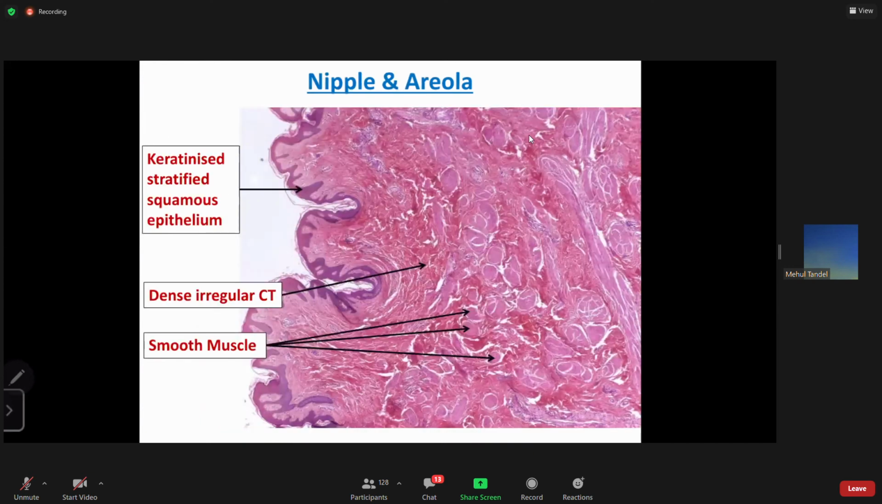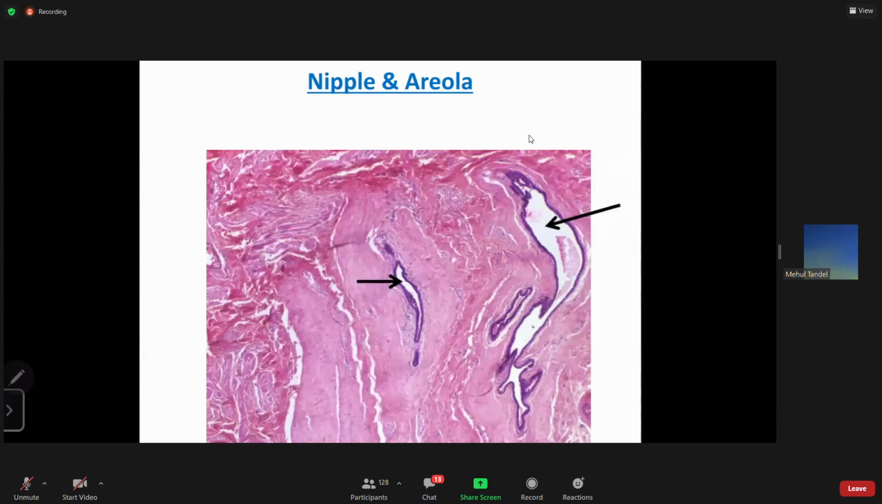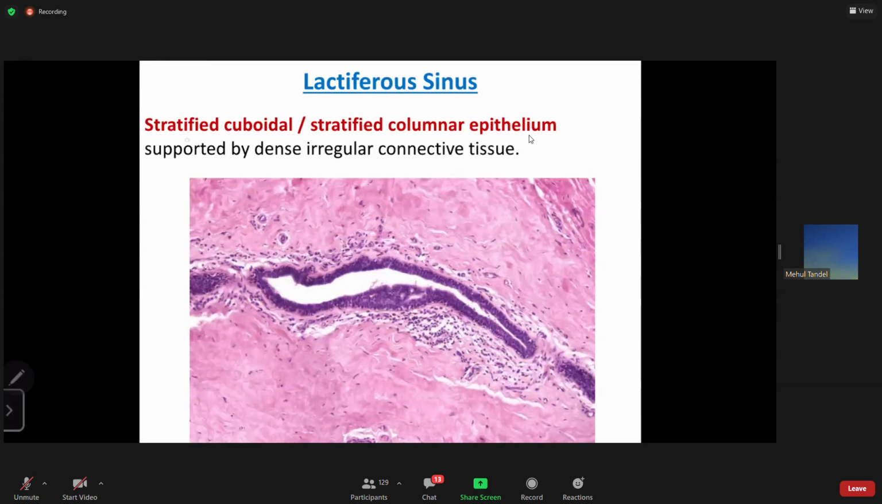Same thing, you can see keratinized stratified squamous epithelium, and dense irregular connective tissue with smooth muscle. Smooth muscle is mostly arranged circularly, and it produces erection. And this is a lactiferous sinus. You can see the lactiferous sinus near the nipple. It is lined by stratified cuboidal or stratified columnar epithelium supported by dense irregular connective tissue. So that is the structure.